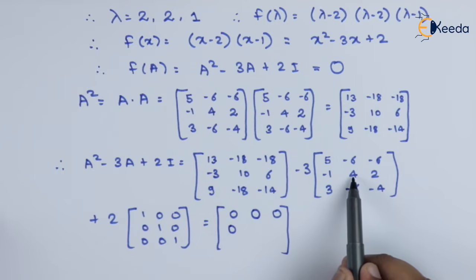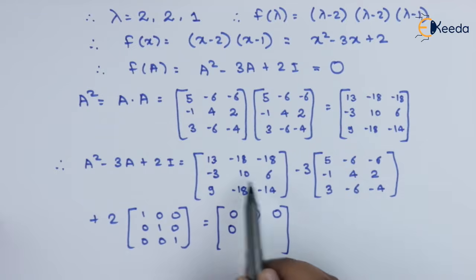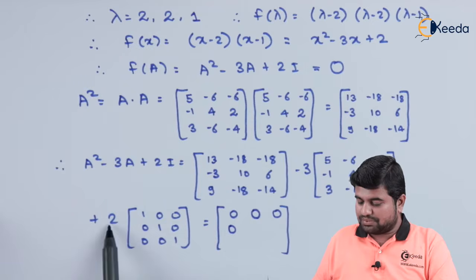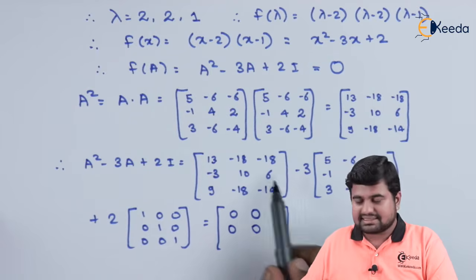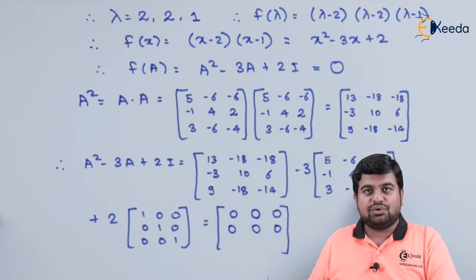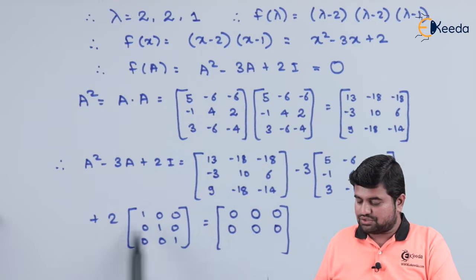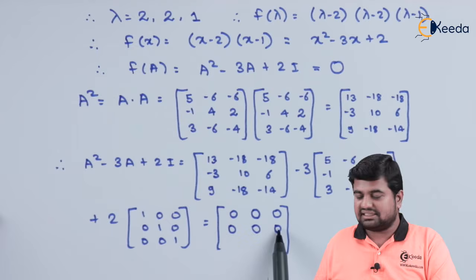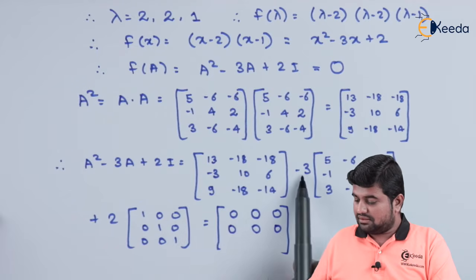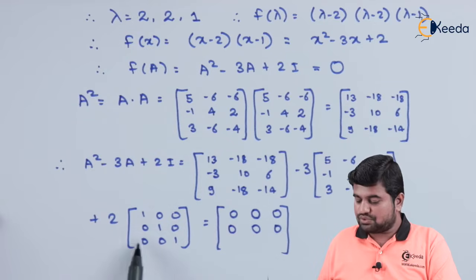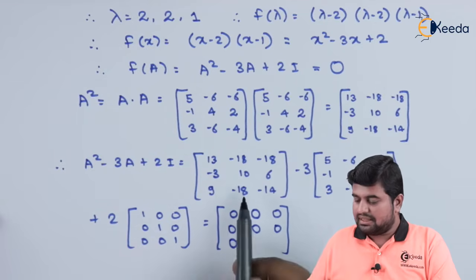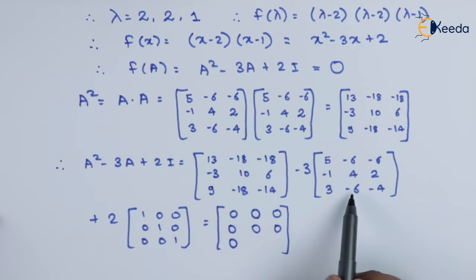10 minus 3 into 4, which is minus 12. 10 minus 12 is minus 2. Minus 2 plus 2 into 1, which is plus 2. Minus 2 plus 2 is equal to 0. 6 minus 3 into 2 is minus 6, plus 6 is 0, plus 2 into 0 is 0. So the final answer is 0. 9 minus 3 into 3 is 9. 9 minus 9 is equal to 0, plus 2 into 0 is 0. Minus 18, minus 3 into minus 6 is plus 18. Minus 18 plus 18, 0, plus 2 into 0, which is 0.